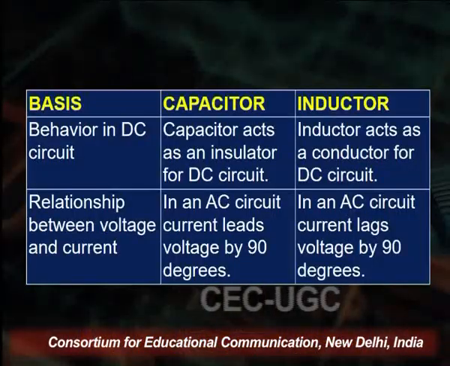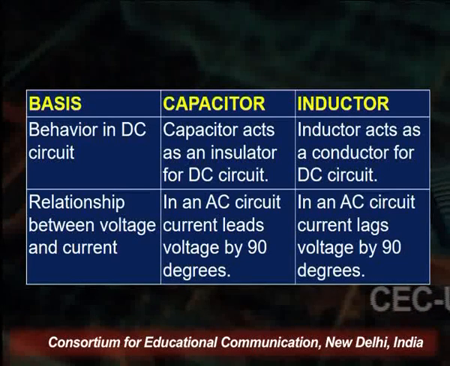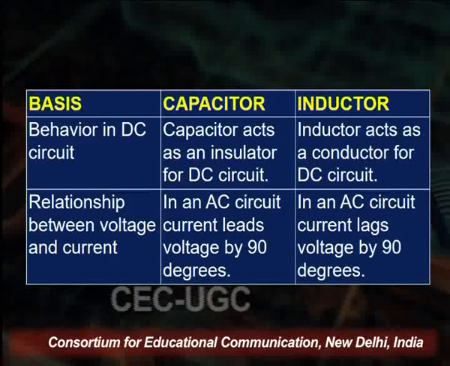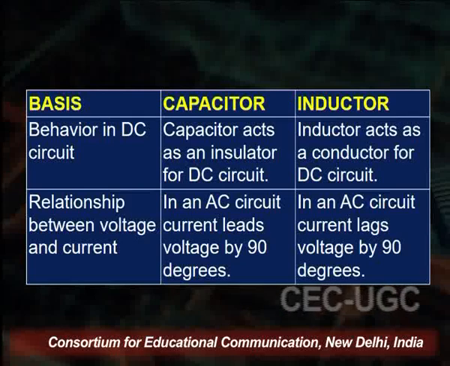On the basis of behavior in a DC circuit, the capacitor acts as an insulator for the DC circuit, whereas the inductor acts as a conductor for the DC circuit. As for the relationship between the voltage and current in the AC circuit, in the capacitor the current leads the voltage by 90 degrees, but in the inductor the current lags the voltage by 90 degrees.